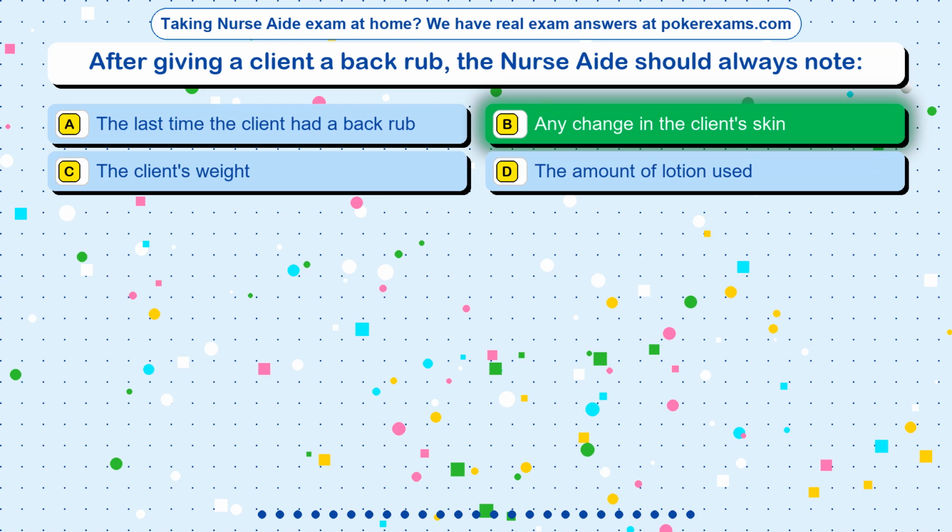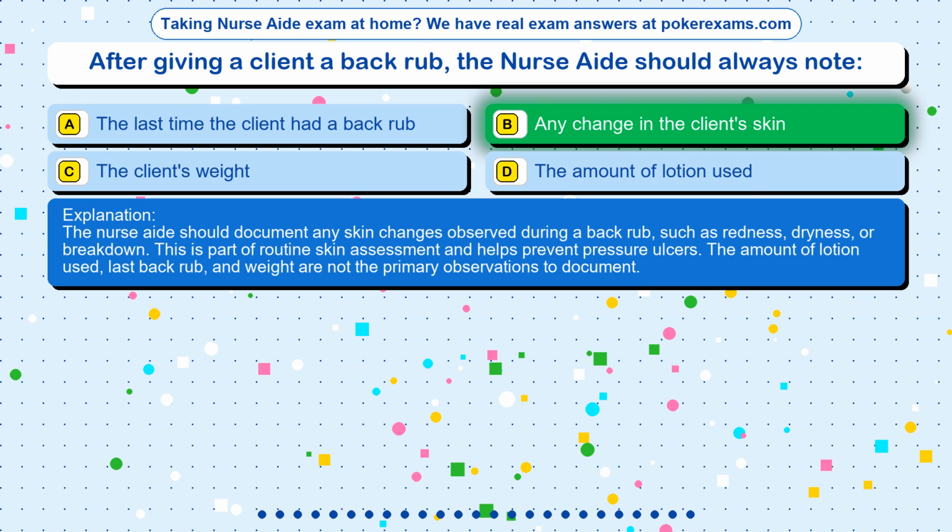The correct answer is option B, any change in the client's skin. The nurse aide should document any skin changes observed during a back rub, such as redness, dryness, or breakdown. This is part of routine skin assessment and helps prevent pressure ulcers. The amount of lotion used, last back rub, and weight are not the primary observations to document.